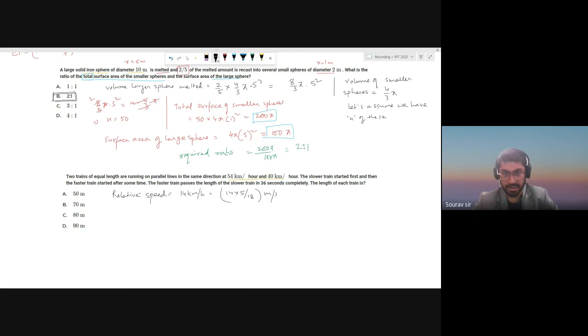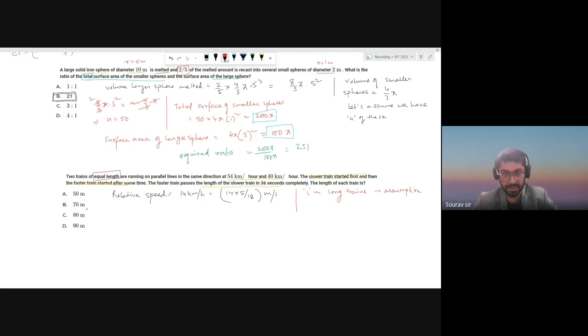The slower train started first. This information is not needed. Extra information. The faster train started after some time, not needed. It passes the entire length of the slower train in 36 seconds. So that means the trains are of equal length. So if each one of the trains is L meter long, this is our assumption.